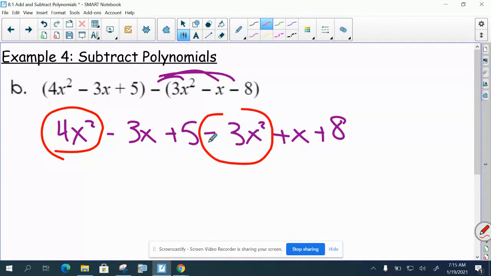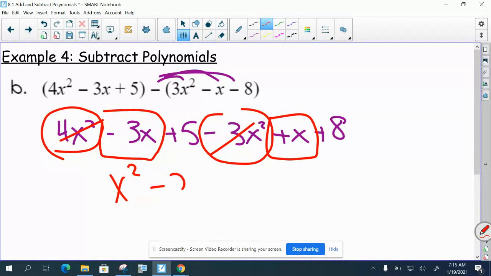Make sure you include the sign in front of the 3. And then that would be 1x squared. And then you've got negative 3x plus x, which is negative 2x. And then you've got 5 plus 8, which is 13. So that's the answer for that one.